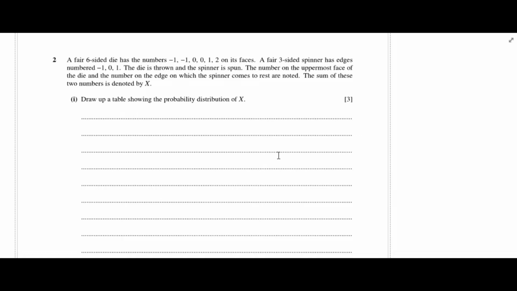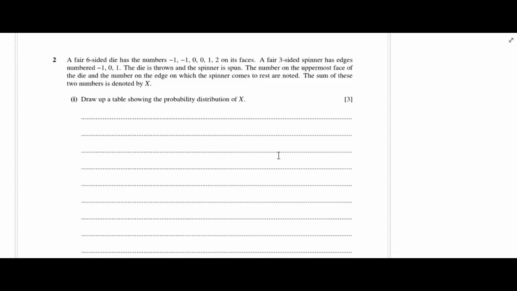Next, we have a die with 6 faces, with the numbers -1, -1, 0, 0, 1, 2 on its faces, and a fair 3-sided spinner whose edges are marked -1, 0, 1. The die is thrown and the spinner is spun. The number on the uppermost face of the die and the number on the edge of the spinner where it comes to rest are noted, and the sum of the 2 numbers is noted. Draw the probability distribution table.